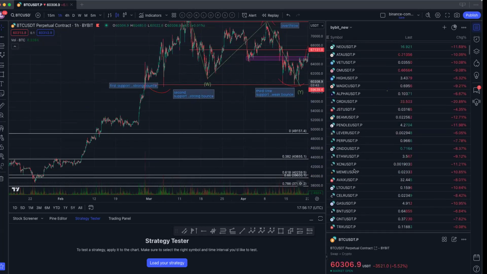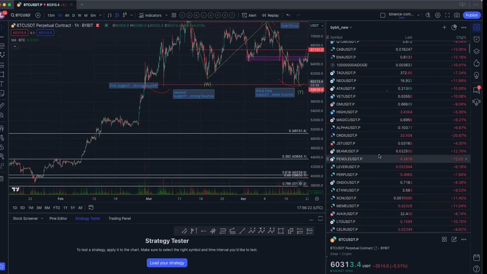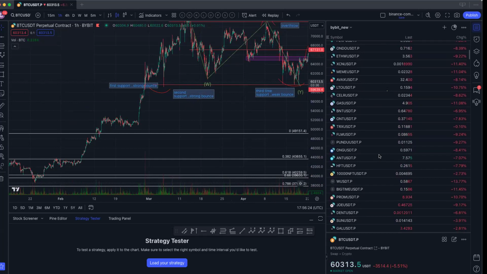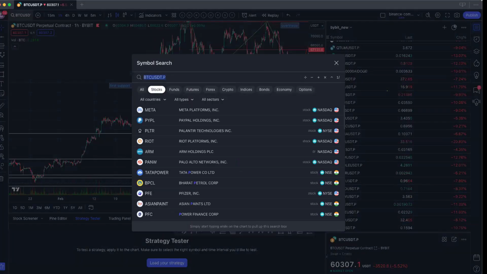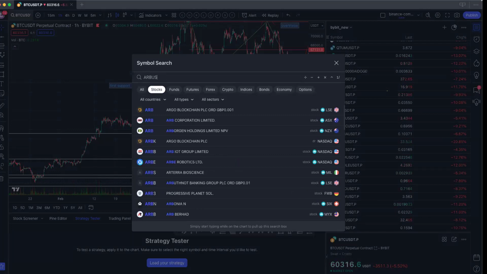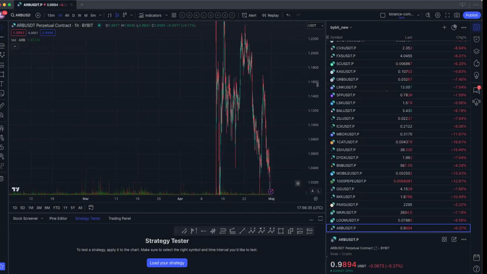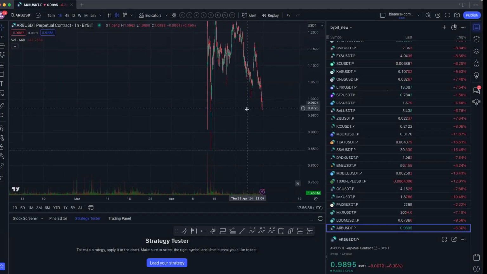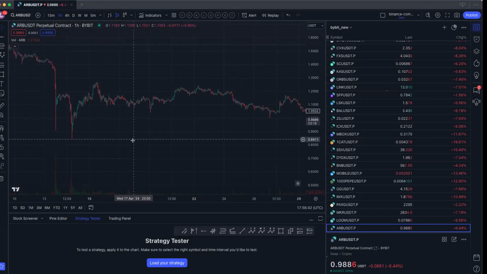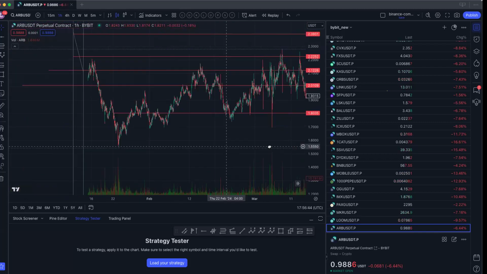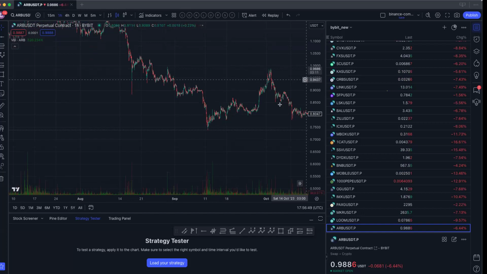Maybe I will try, let's say, another coin. Which one? We can take ARB, Arbitrum. ARB USDT perp. Okay, so let's go. From the starting I am going.